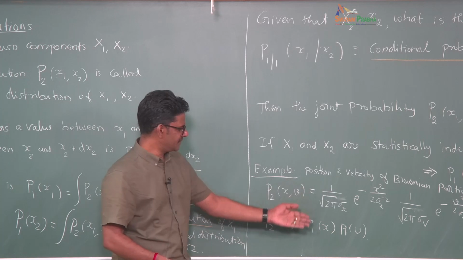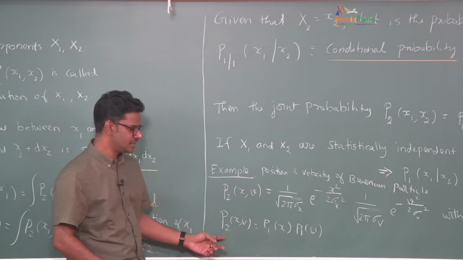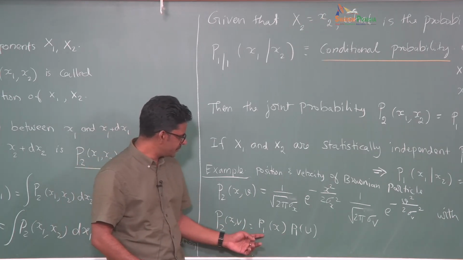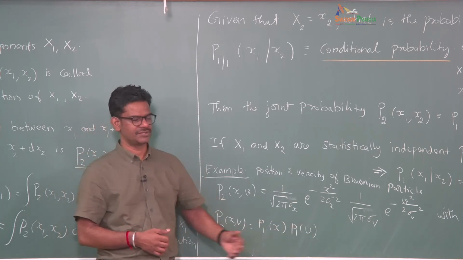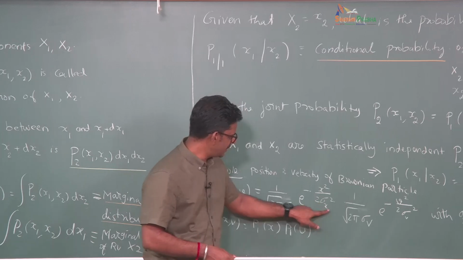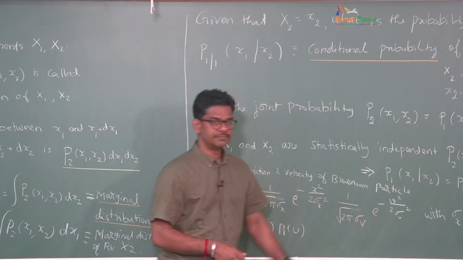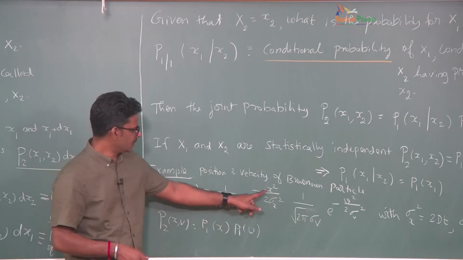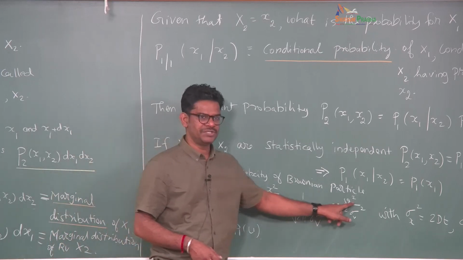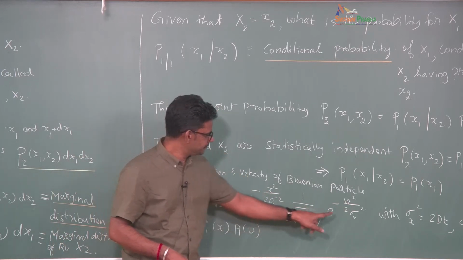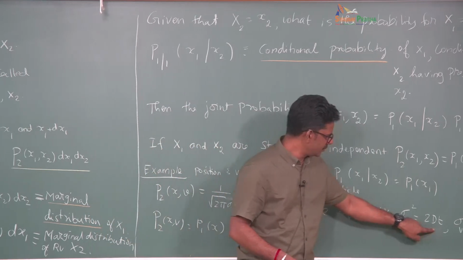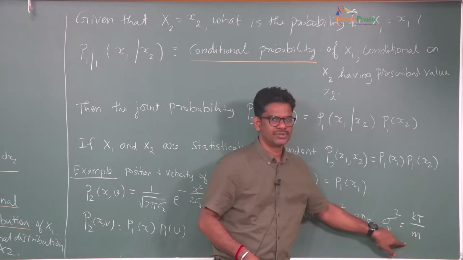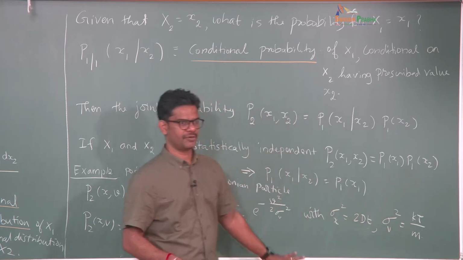Then we basically have this example where I can write the joint distribution function as a product of the probability of the position and the probability of the velocity. And here you will see that there is this variance. So, the mean position x is 0, mean velocity is also 0, but the variance of position and velocity are related to the diffusivity and the temperature and so on. Okay. So, these things we will see later on.